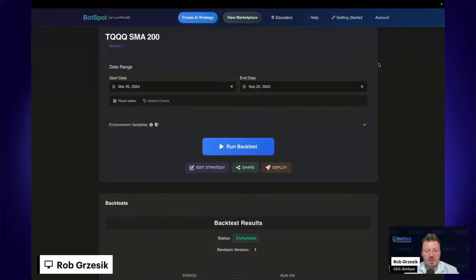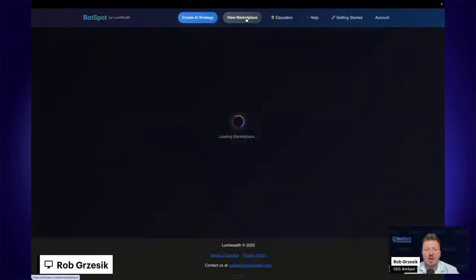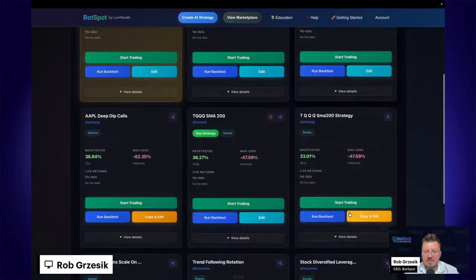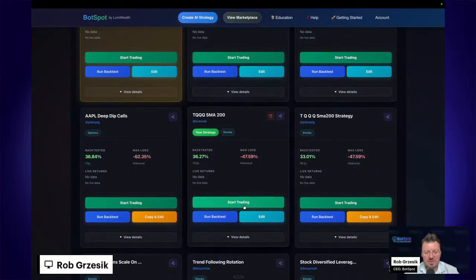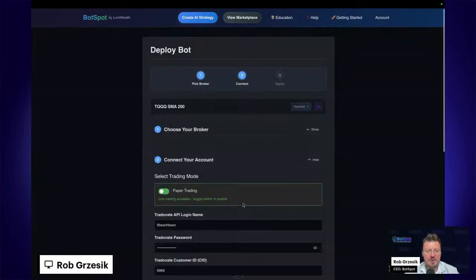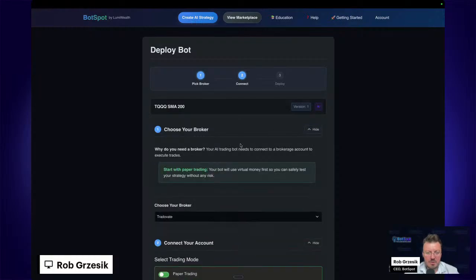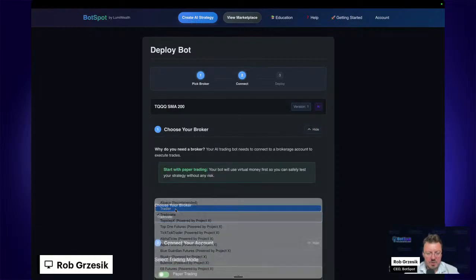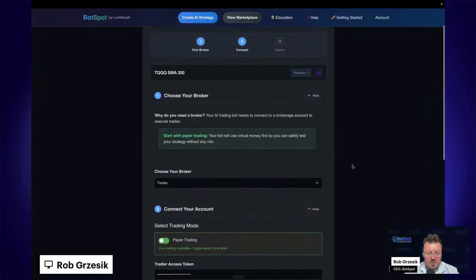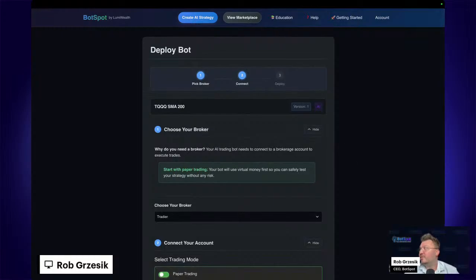Okay, so we're going to go here. Here's our bot. We're going to go to marketplace, TQQQ, start trading. Boom. There's our bot. I'm going to set this to real money. Tradier is the broker I'm going to use. This is how you deploy bots, by the way, guys. If you have never used BotSpot, it's very easy to deploy a bot.